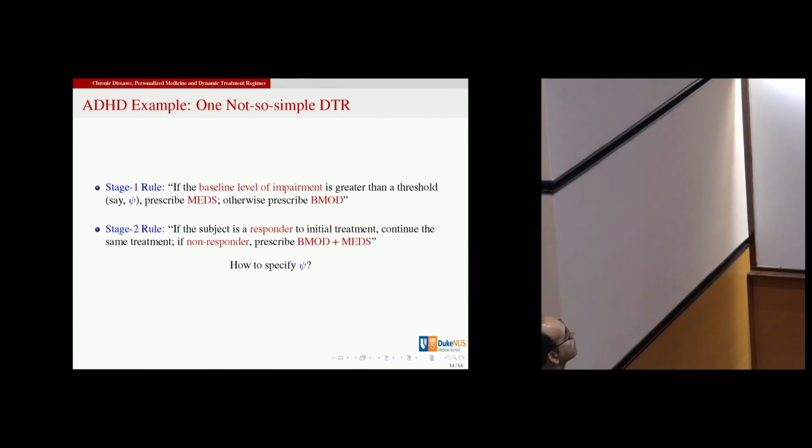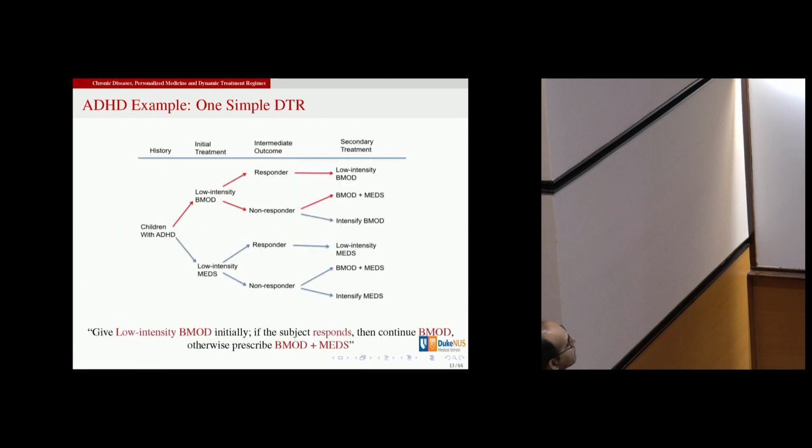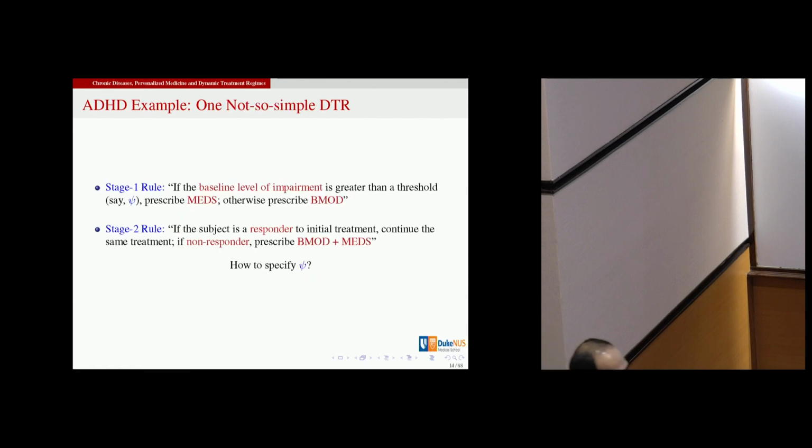So I give two different examples of DTRs here. The earlier one was very straightforward. It's just according to those arrows, right? We are just adding a little bit more complexity here. So the stage 1 rule: if the baseline level of impairment is greater than a threshold, prescribe medication, otherwise prescribe BMOD. And the stage 2 rule: if the subject is a responder to initial treatment, continue the same treatment. If non-responder, prescribe the augmentation, right?